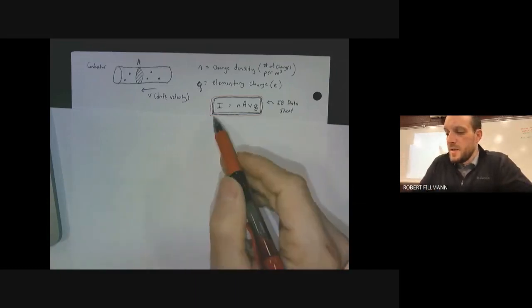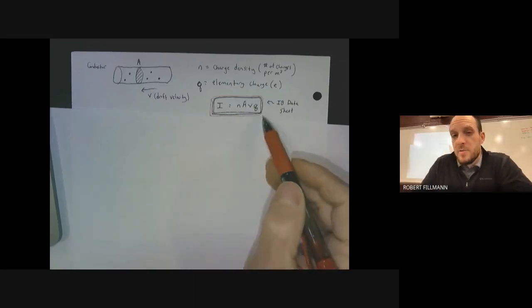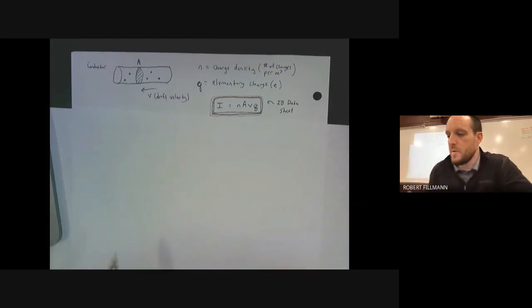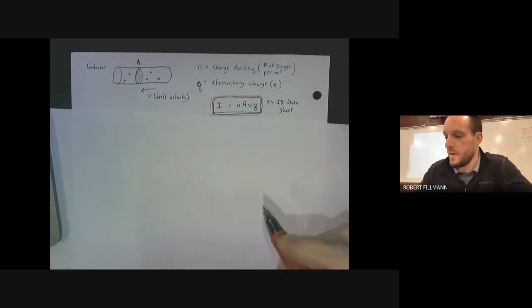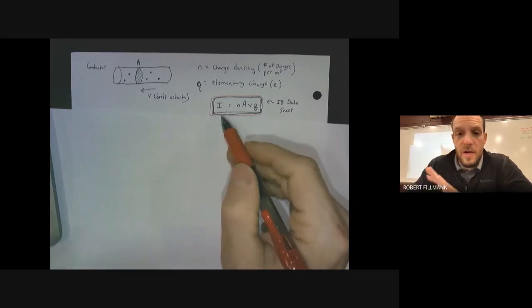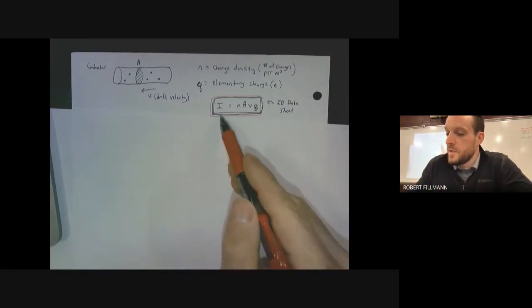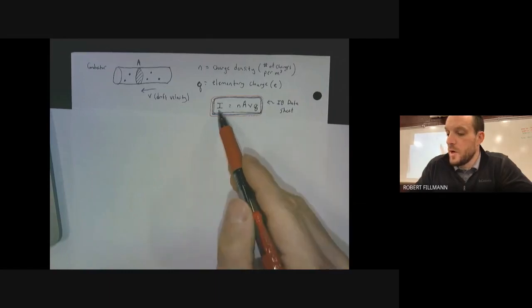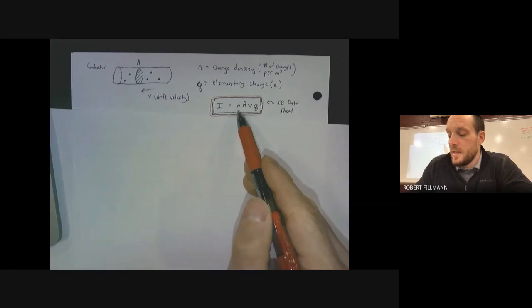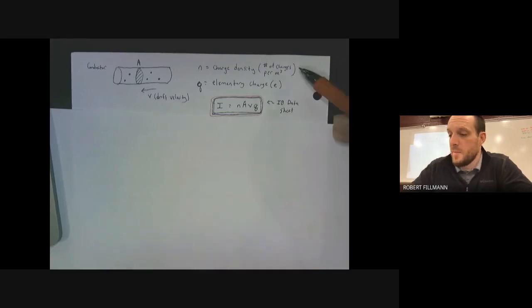And the IB data sheet gives us an equation, and you're actually going to derive this as part of activity 29. It's going to walk you through the steps of where this equation comes from. So I'm not going to go over that here today or right now in this discussion. But in this equation right here, we have a relationship between the current I and the charge density, little n, which is the number of charges per cubic meter.